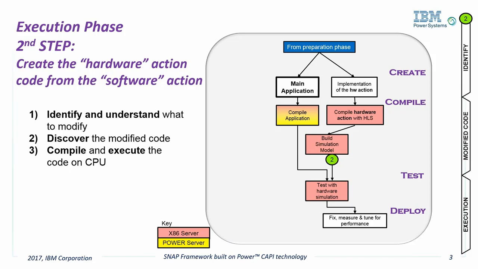As for the first step, we will use the same phases: understand what are the changes to apply. We will then look at the hardware action code and understand the structure of the file, and then we will execute this action on a CPU using a simulator tool and a model so that we can test that as if it was on real hardware.